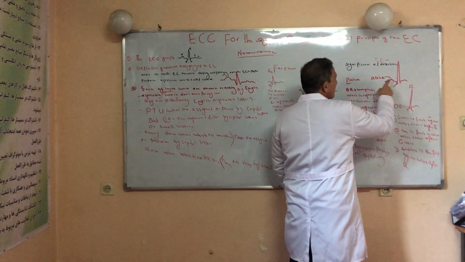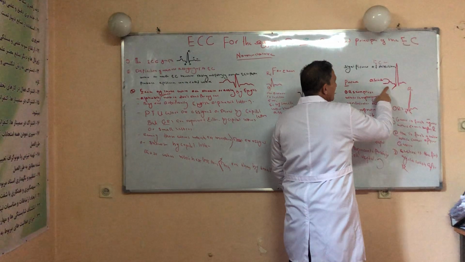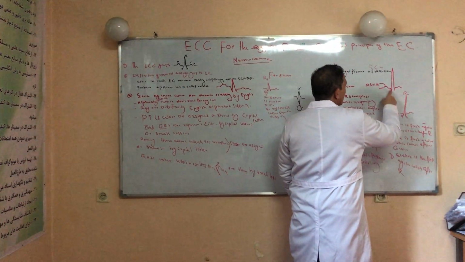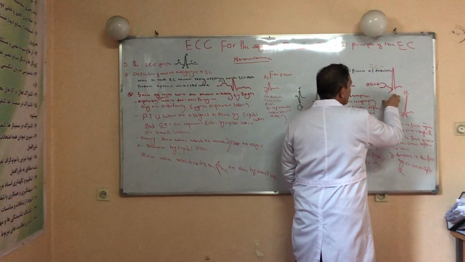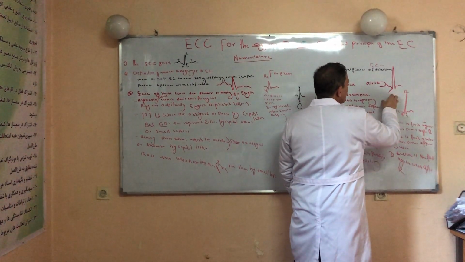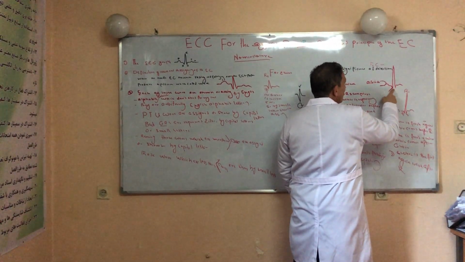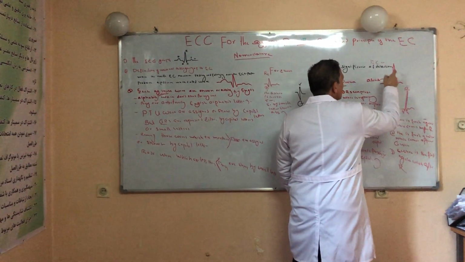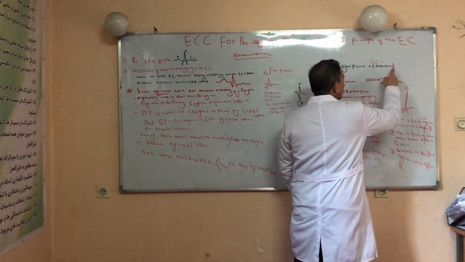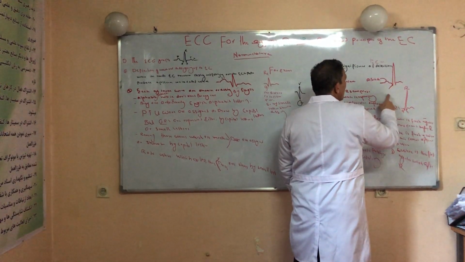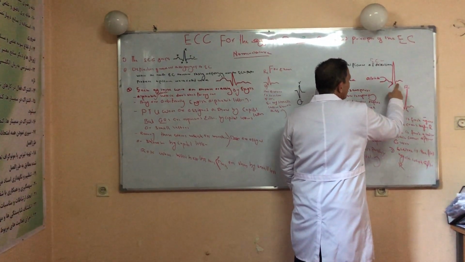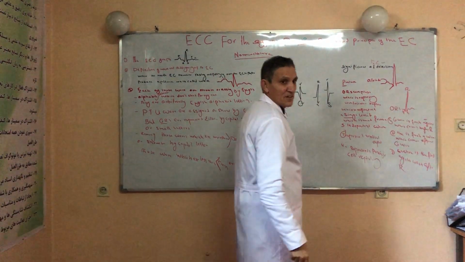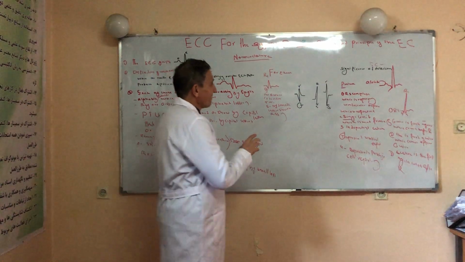Again, the first wave is the P wave, and it represents atrial depolarization. The QRS complex represents ventricular depolarization, but it is made from three parts. The first one is the Q wave, the first negative wave which comes before the R wave. The R wave is the first positive wave which comes after the Q wave. The S wave is the first negative wave which comes after the R wave. The QRS complex, again.